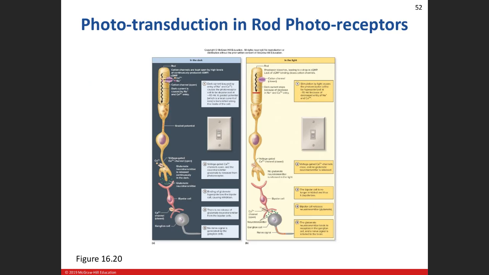The dark current. It always makes me laugh. Okay, so here you can see, all right, light switches off. You're lying in bed. Okay?